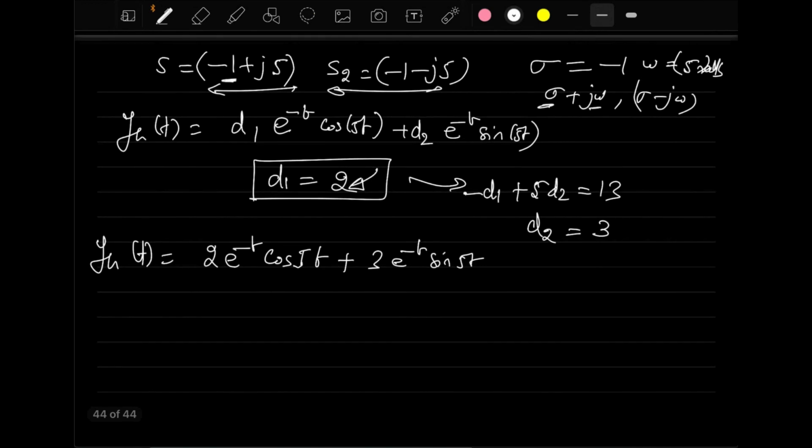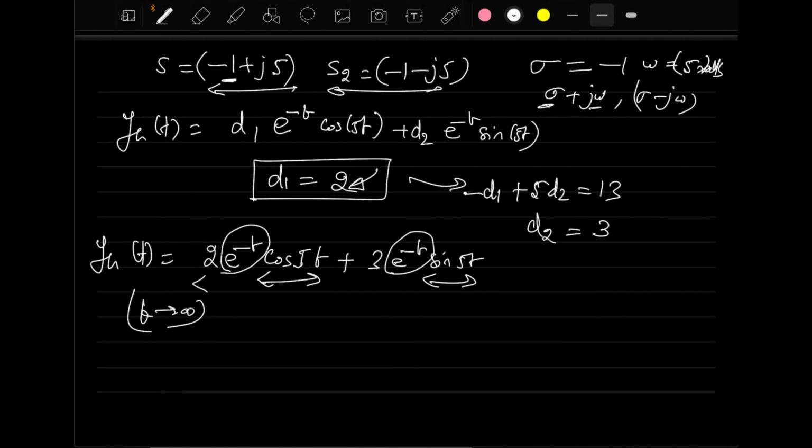And you can see now this also tends to 0 as time t becomes infinite. Though we have cos 5t and sin 5t, which do not vanish as time moves from minus infinity to infinity, because of this factor e to the power minus t which is multiplied with these cos and sin terms, the whole natural response tends to 0 as time t tends to infinity.